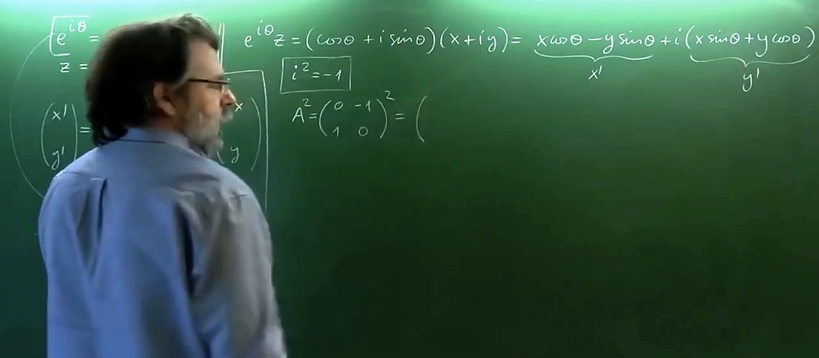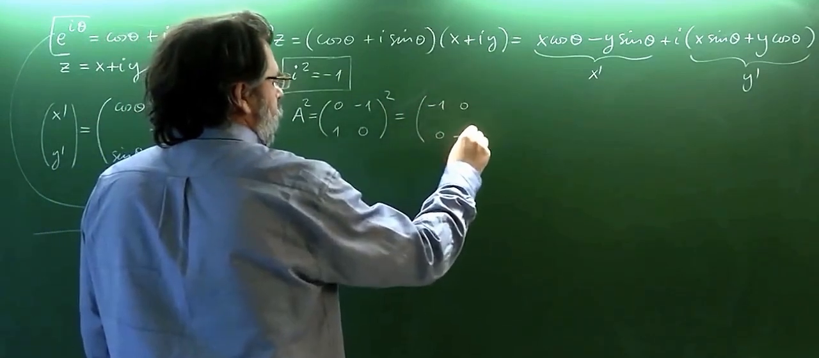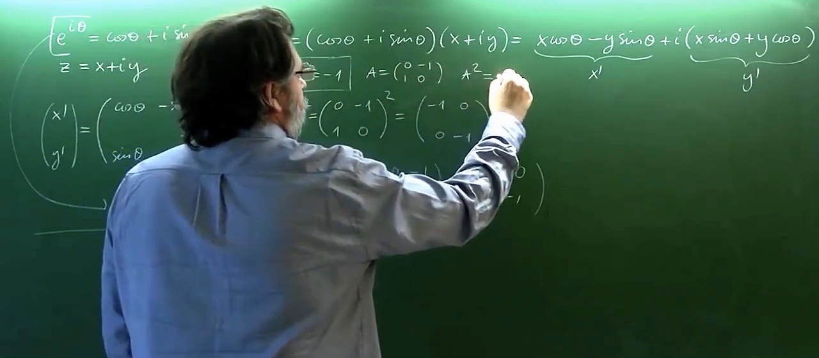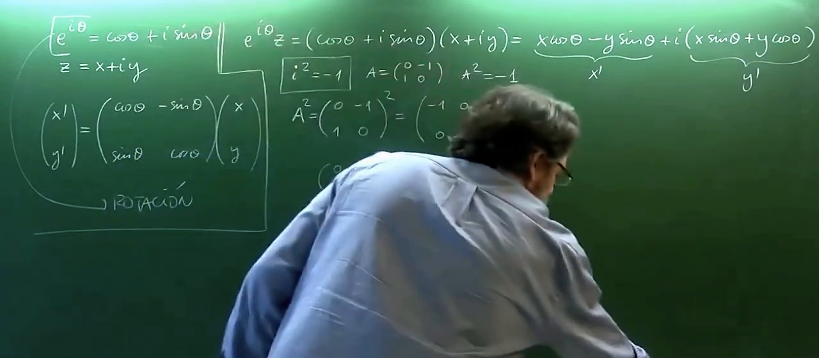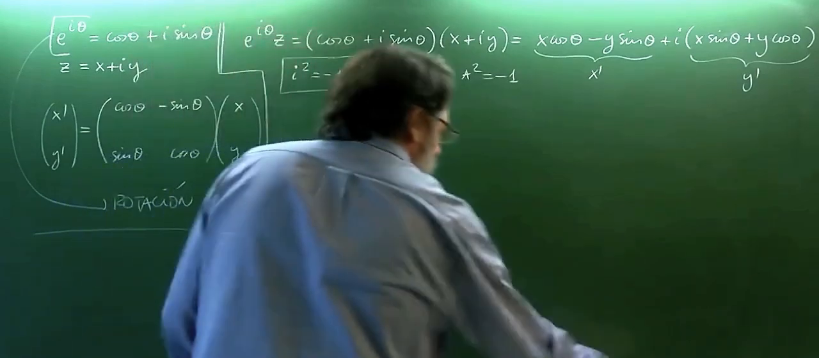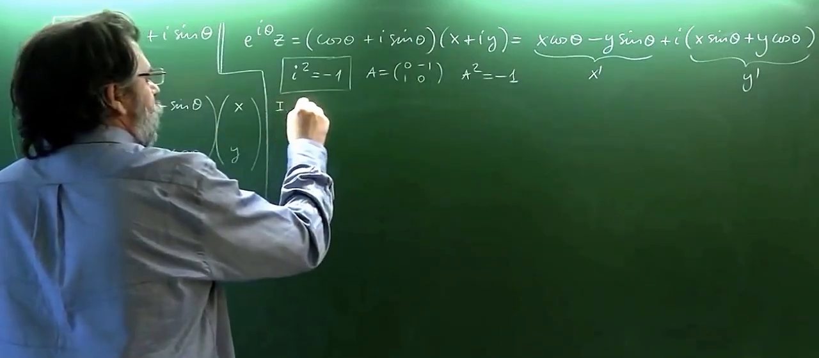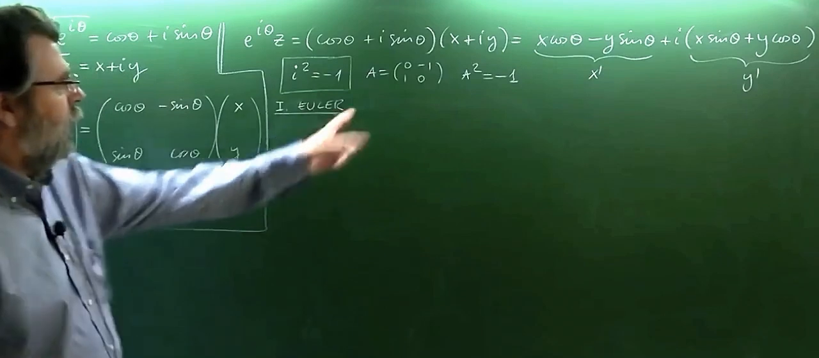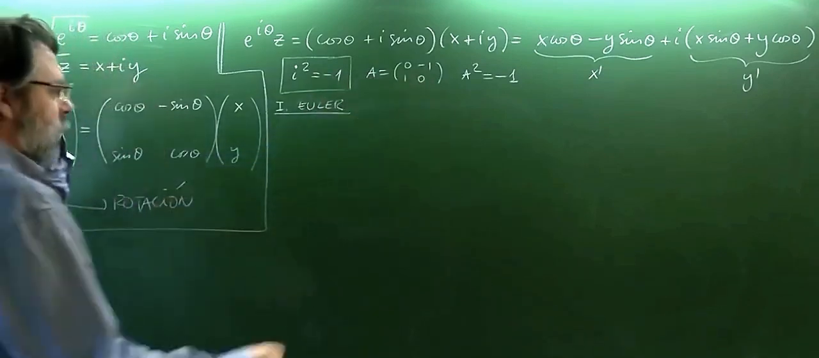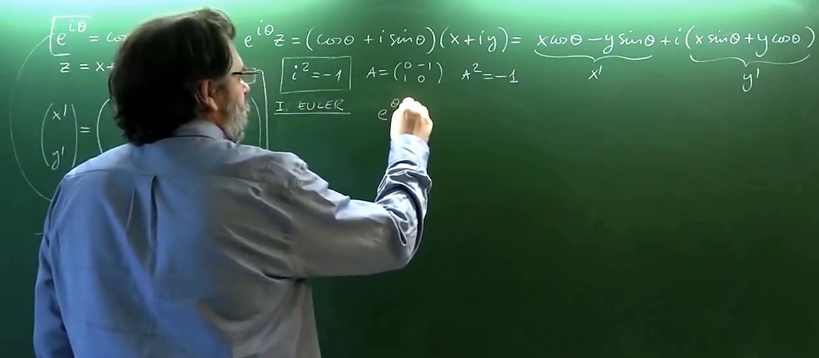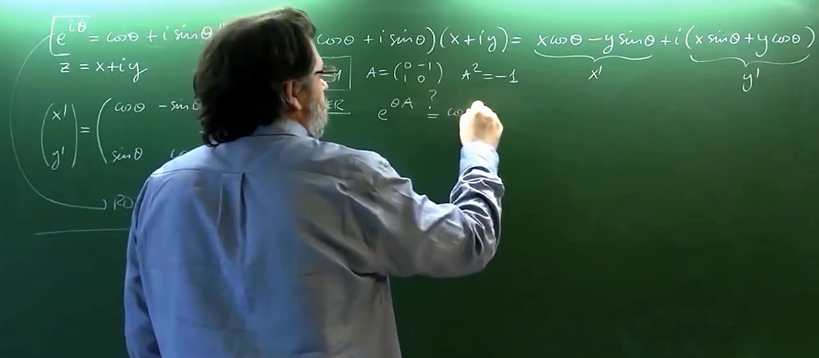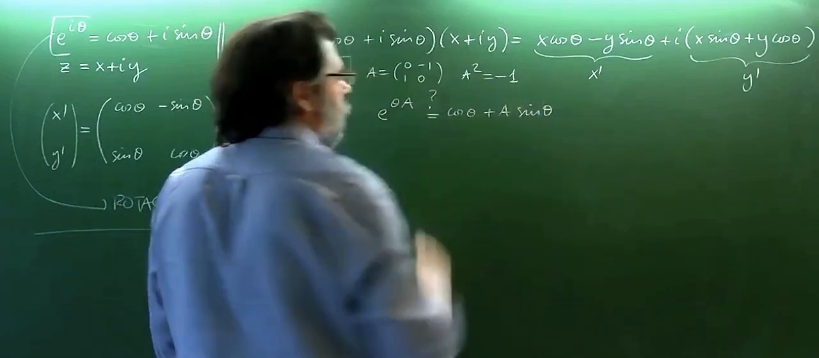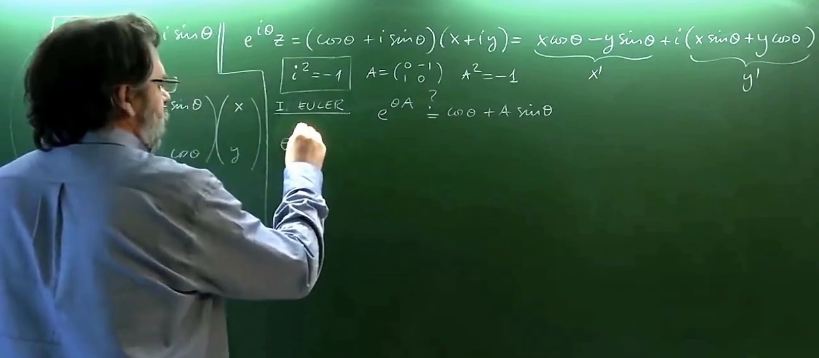And this matrix squared is minus 1, 0, 0, minus 1. This matrix squared gives minus the identity, which I'm going to put as a 1 but it's already understood that it's the identity, simply to write less. So, we ask ourselves if there is a kind of Euler identity, but adjusted with this new object, which is matrix A. That is to say, we ask ourselves if e to the theta times A, instead of i, is going to give cosine of theta plus A sine of theta. That's the question we ask ourselves.